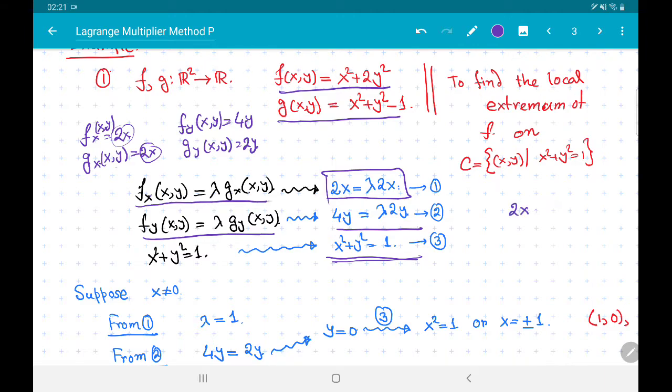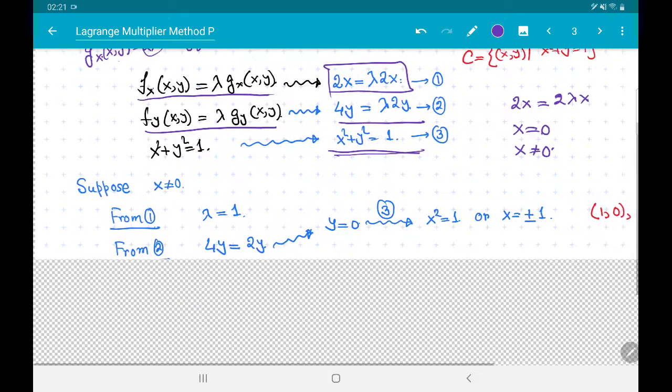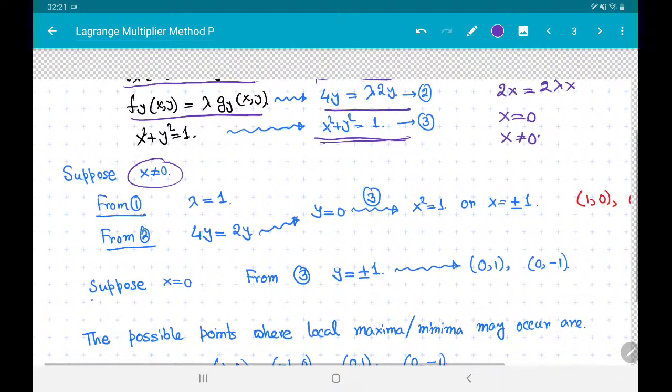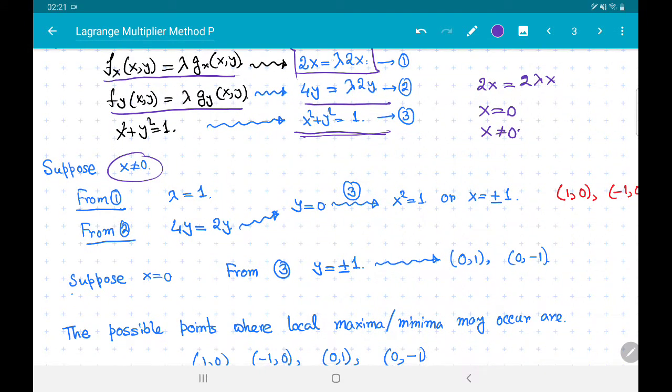Now we have this equation to work with, equation number 1. It says that 2x equal to 2 lambda x. Now there could be two possibilities, either x equal to 0 or x not equal to 0. So let me divide this problem into two cases. First I have taken the case when x is not equal to 0. From the first equation, if x is not equal to 0, then the first equation gives me 2x equal to lambda times 2x. Since x is not equal to 0, we can cancel x, and that gives me that lambda is equal to 1.